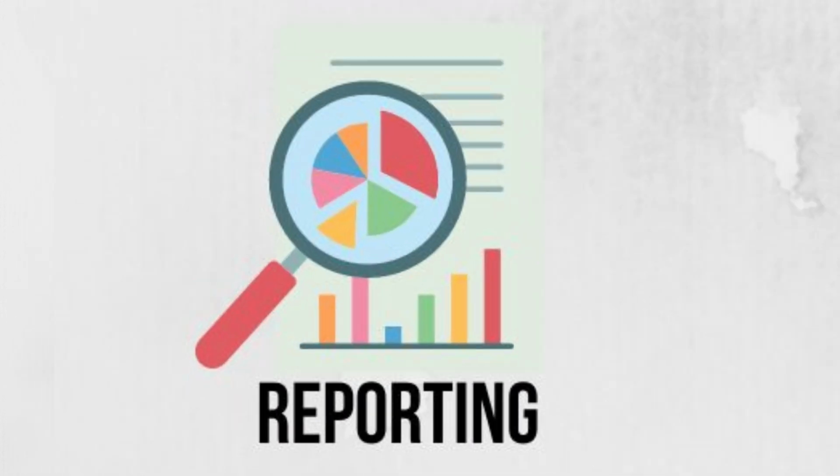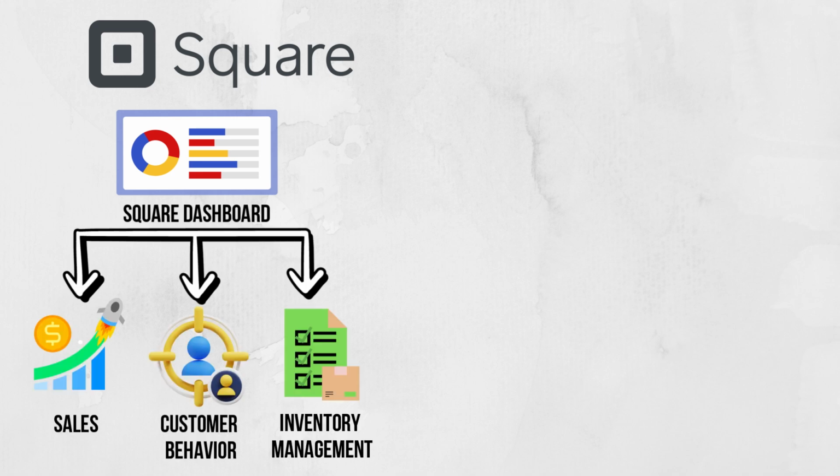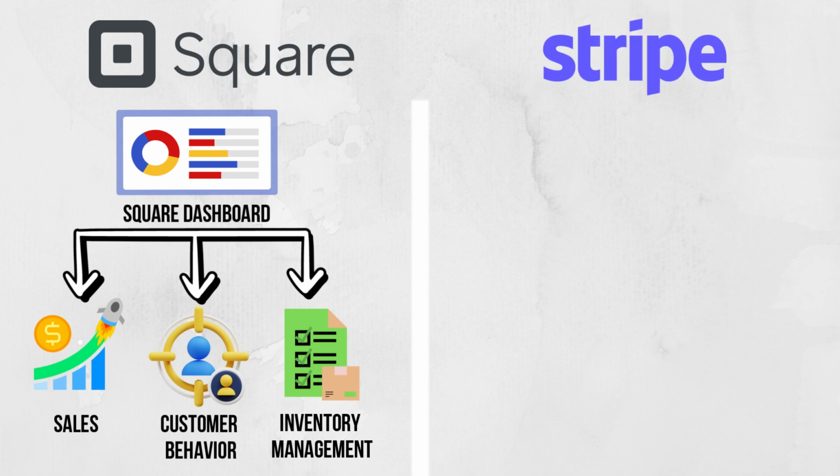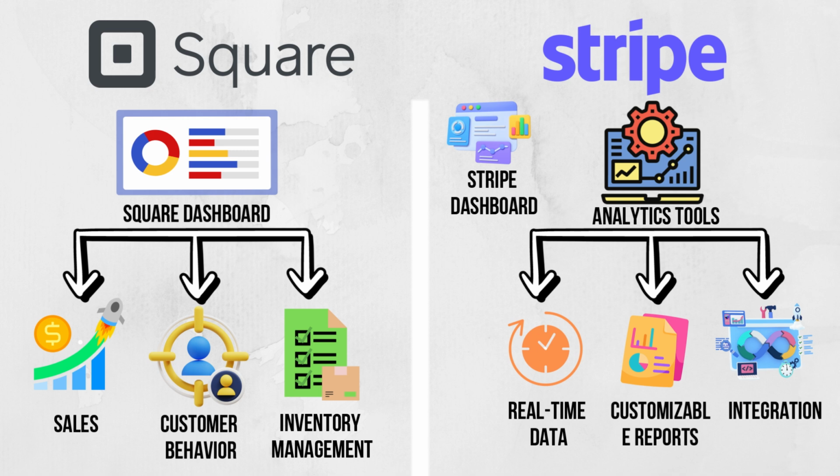Reporting and analytics. Both platforms offer tools for monitoring business performance and financial health. Square provides robust reporting and analytics through the Square dashboard, offering insights into sales, customer behavior, and inventory management. Stripe offers detailed reporting and financial reconciliation through the Stripe dashboard. Stripe's advanced analytics tools include real-time data, customizable reports, and integration with accounting software.